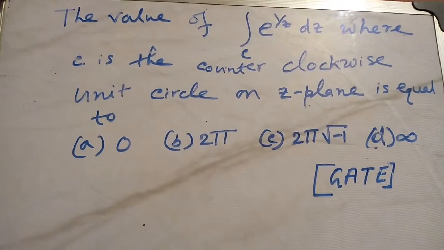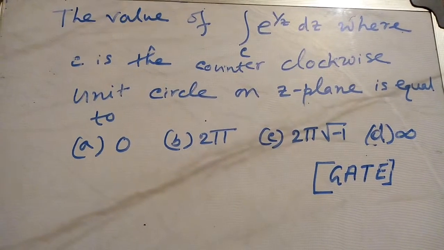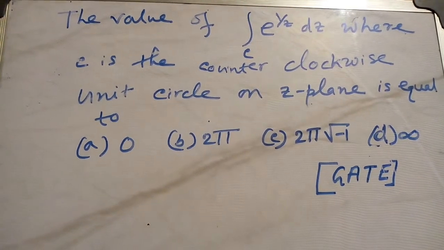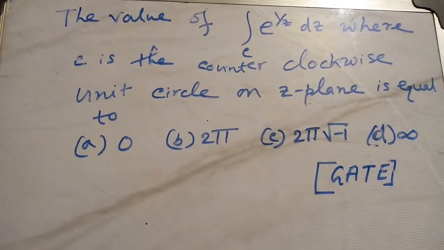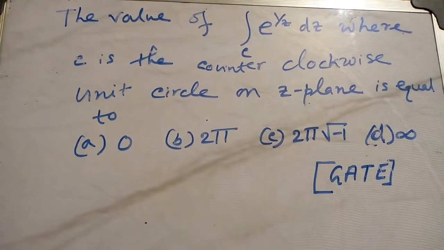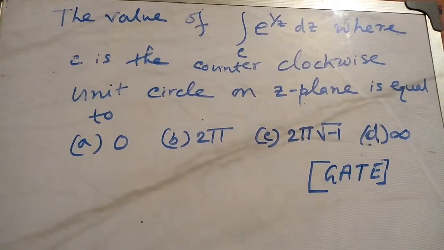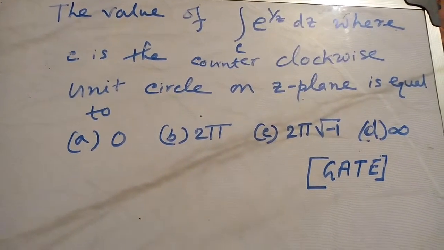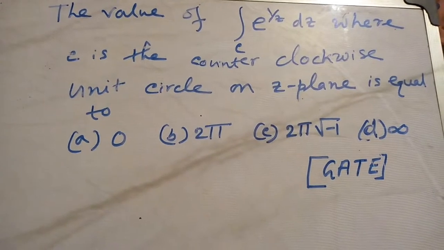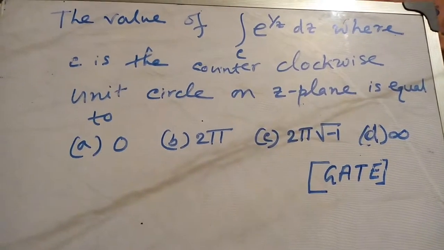The given math is: the integral of e to the power 1 by z dz, where C is the counterclockwise unit circle on the z plane, is equal to: option A is 0, option B is 2 pi, option C is 2 pi root over minus 1, and option D is infinity.